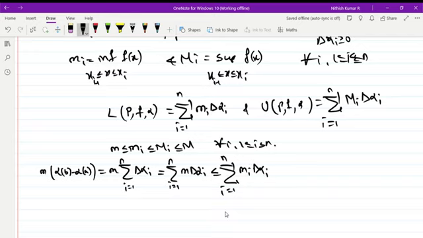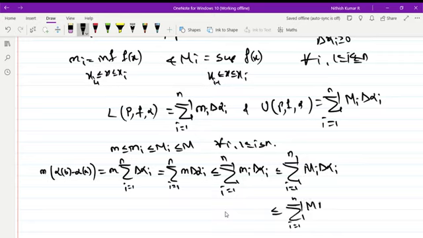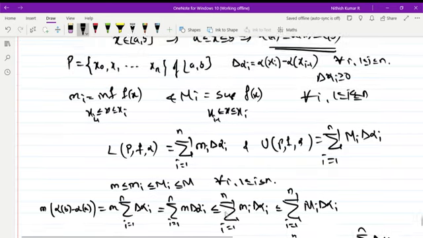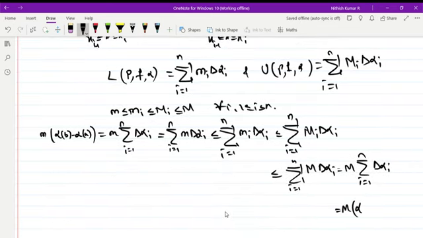Again it is less than or equal to summation i equal to 1 to n, m_i is less than or equal to capital M_i into delta alpha_i, which is less than or equal to summation i equal to 1 to n, capital M into delta alpha_i. You can take M outside, so you will get summation i equal to 1 to n delta alpha_i, which is nothing but M into alpha of b minus alpha of a. That is, these two sums lie between small m into alpha of b minus alpha of a and capital M into alpha of b minus alpha of a.